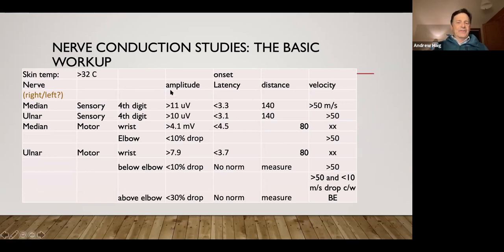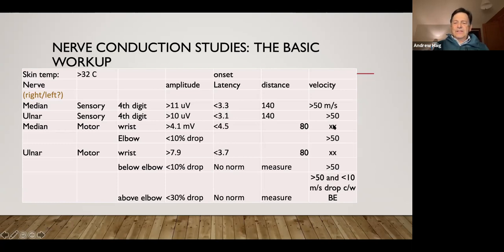So the sensory responses, amplitudes of greater than 10 or 11, latencies, the median is always a little slower than the ulnar, okay? Velocities in the arm are always greater than 50 meters per second, okay? For motor and sensory, if it's lower than 50 meters per second, it gets a speeding ticket, there's something wrong, okay? We'll come back to the difference between median and ulnar in a bit, but more than 0.4 is the right answer here. That would be bad, that's abnormal.